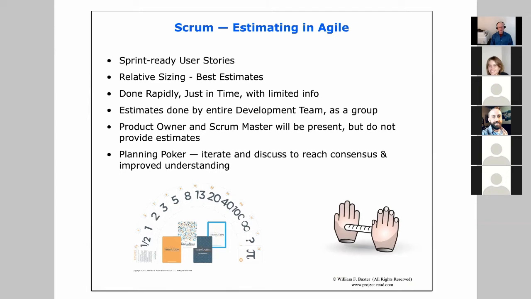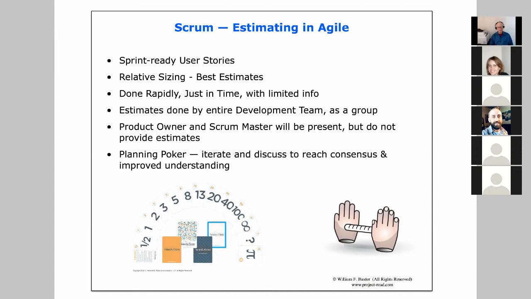So each user story is going to be estimated. And we're using this relative sizing. It is a very qualitative kind of estimating. And it's going to be done rapidly in a just-in-time fashion with limited information, which is consistent with the whole approach of Agile. We're not going to spend a bunch of time trying to understand everything about our requirements. We're going to press ahead with just a very limited understanding of our requirements, and the requirements are going to get clarified as we go.